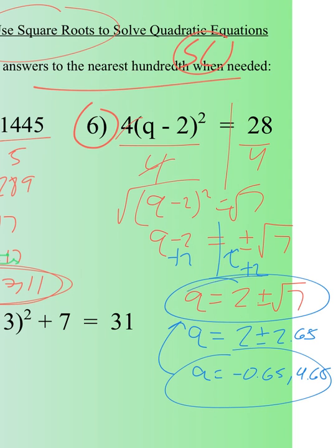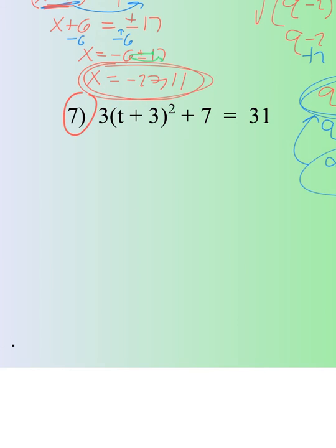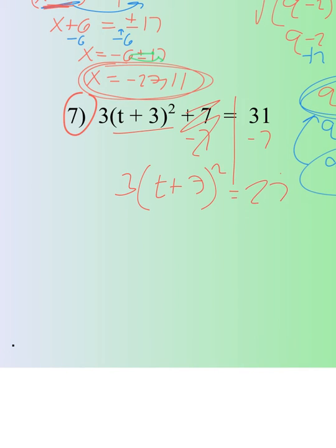And again, sometimes we'll see this is actually more helpful to work with, or we will use that. Okay, and our last problem here. Again, here's my squared binomial, so I want to isolate that first and get it by itself. So I'm going to start off by subtracting 7, just like a linear equation, right? Subtract 7 from both sides. So now I've got 3 times t plus 3 in parentheses squared equals 24. Oops, 24. Do your math, right?